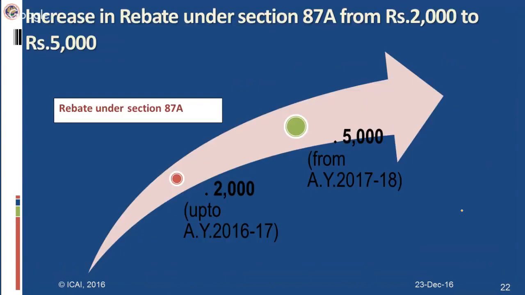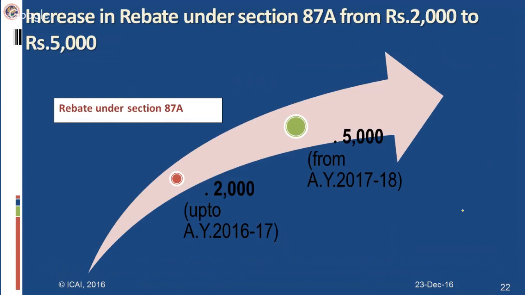Now, this year, in the financial year 2016, the rebate available under section 87A increased from 2,000 to 5,000. What is this rebate? The rebate provided under section 87A is available to an individual who is resident in India and whose total income does not exceed 5 lakh rupees. Then he would be eligible for this rebate. The rebate is 5,000 or the tax liability, whichever is less. So this rebate is increased from 2,000 to 5,000.